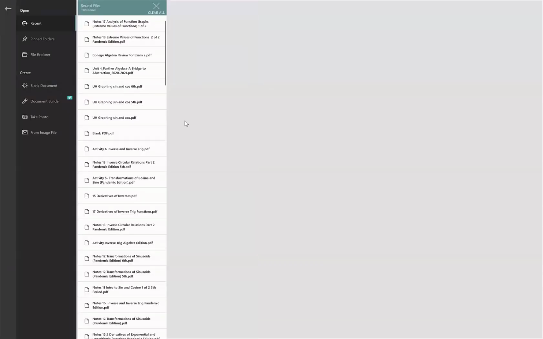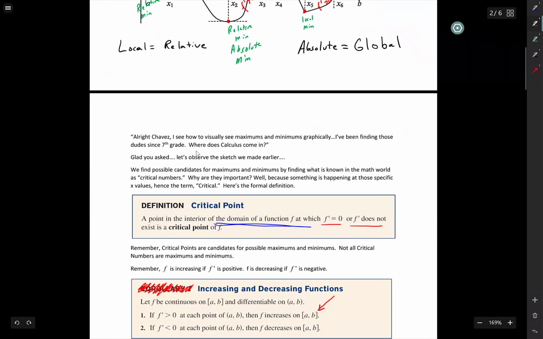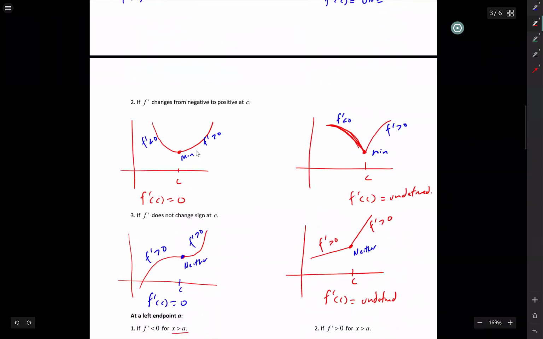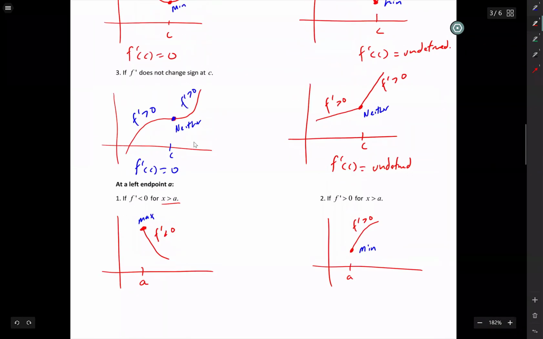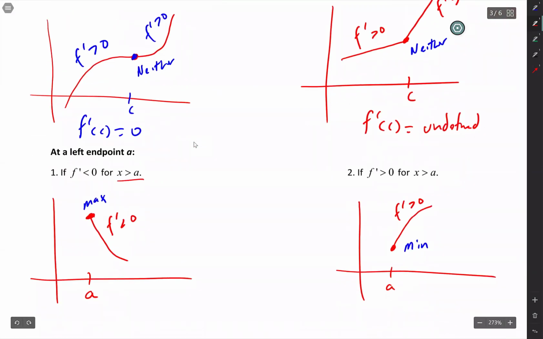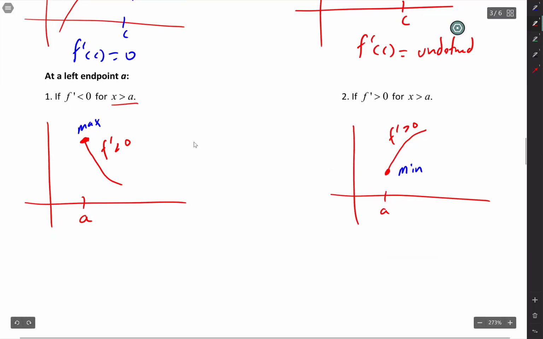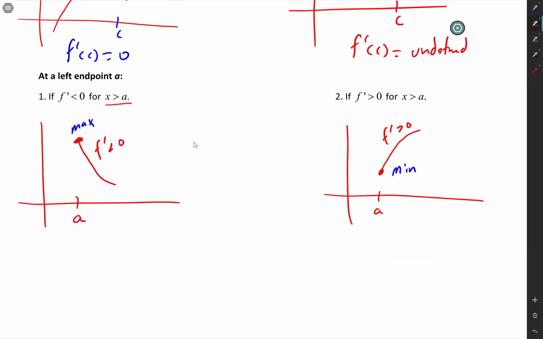Yes. So here's note 17 from yesterday, and let's go to the endpoints right here. It says at a left endpoint, if my derivative is negative, I have something that looks like that, and that would have been a max. Look at number 2. If my derivative is positive from a left endpoint, then I have a min, because that's how the graph of F would look. Does that make sense? The line drawn is F.